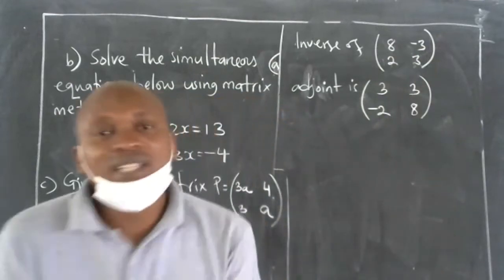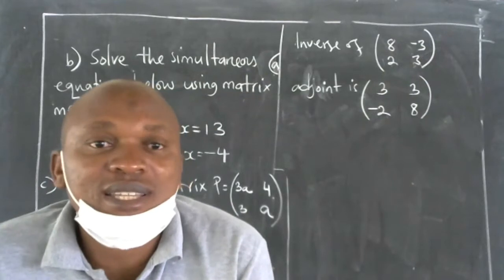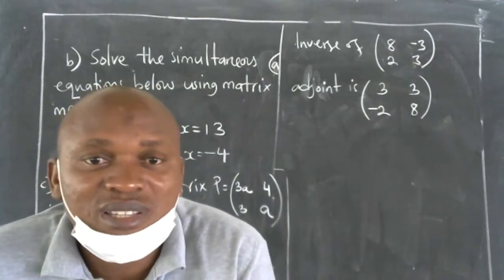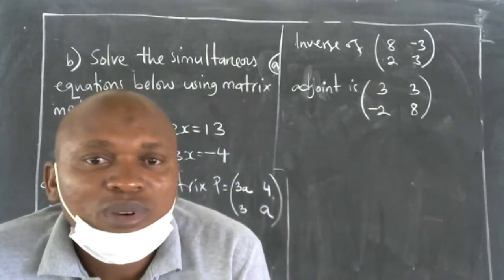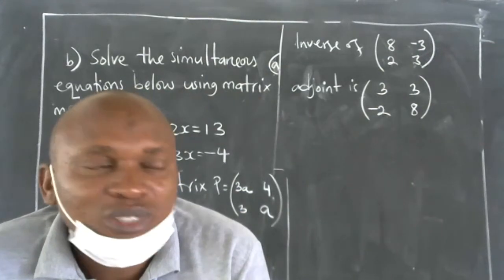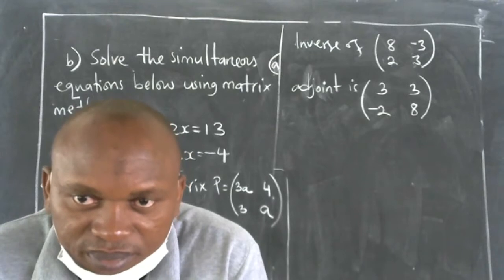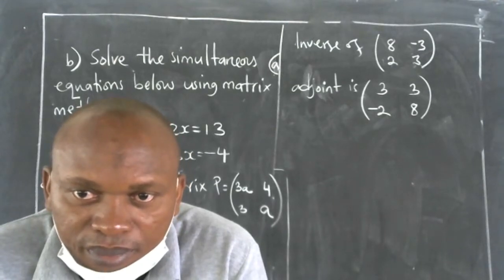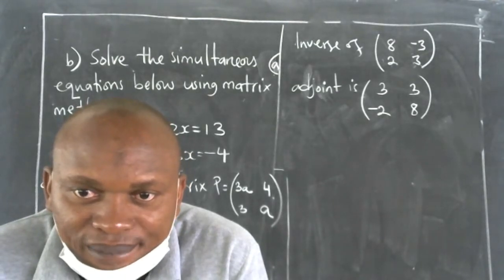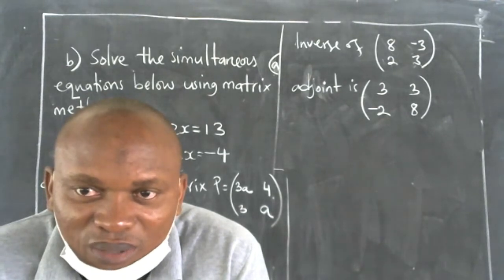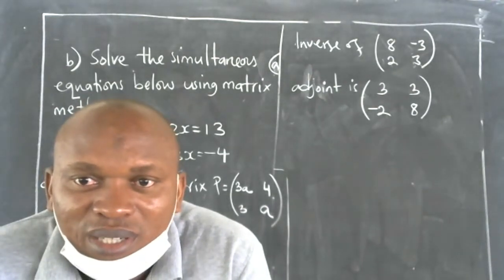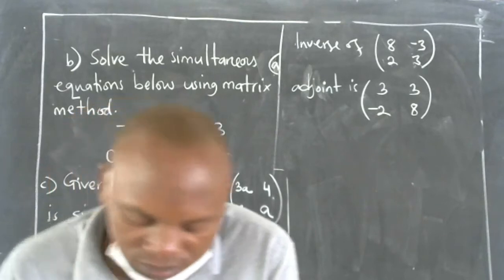Okay, after getting the adjoint, what do we do next? This is not the final answer for inverse. So step number one, we have got the adjoint. What is the next step? What is the next step after getting the adjoint?